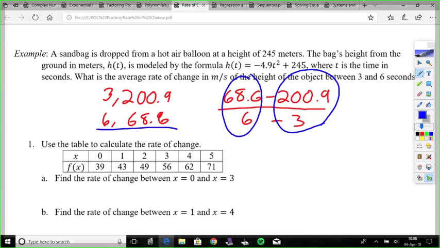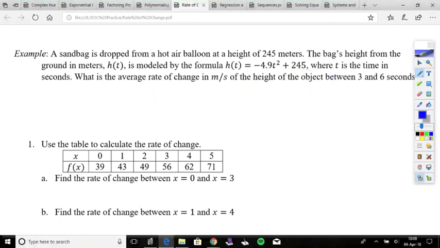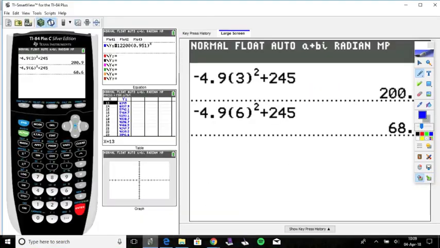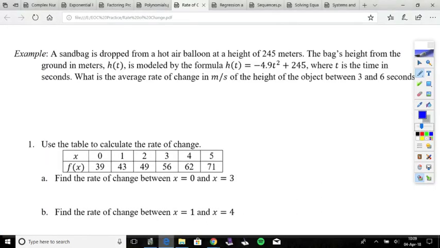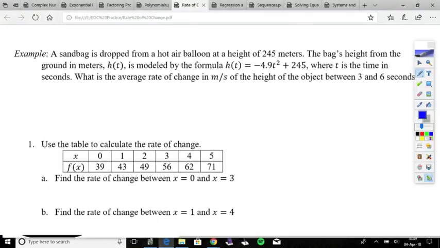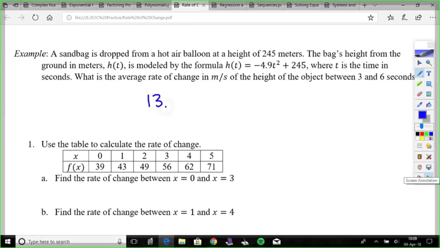So work that out. Let's see, 68.6. Let's go back to our calculator. I have to erase this, which is the unfortunate thing. 68.6 minus 200.9 is negative 132.3. Let me write that down. And then obviously 6 minus 3 would be 3. So our answer would be negative 132.3 divided by 3. Whatever that equals will be our answer.